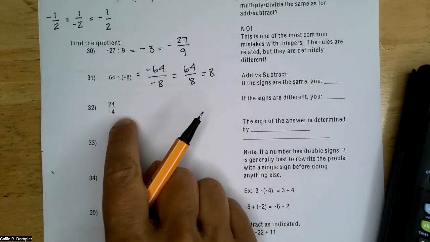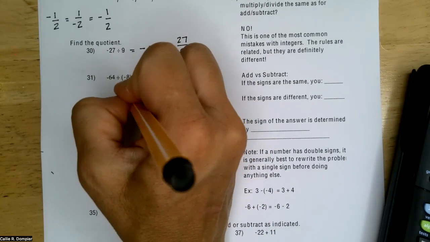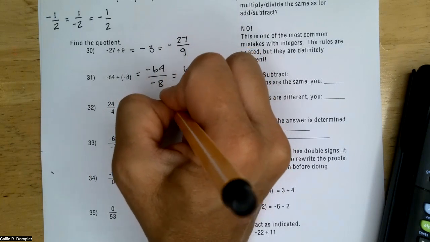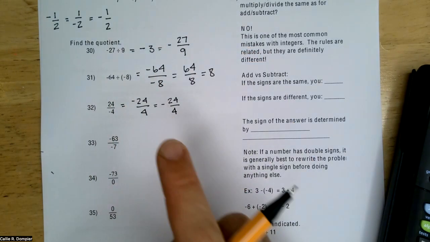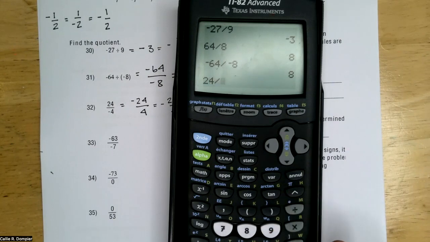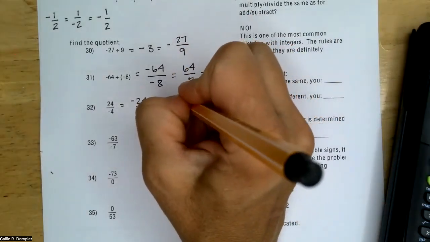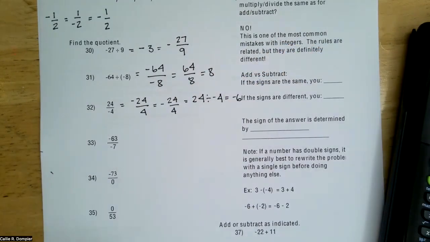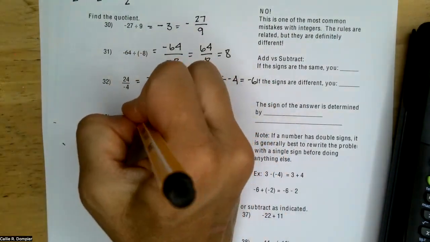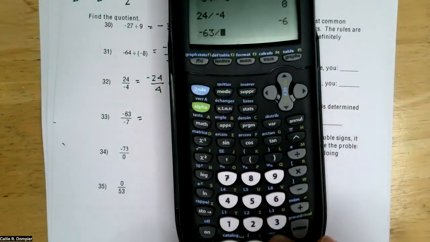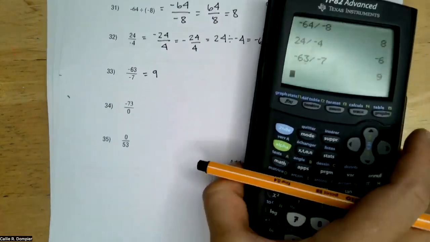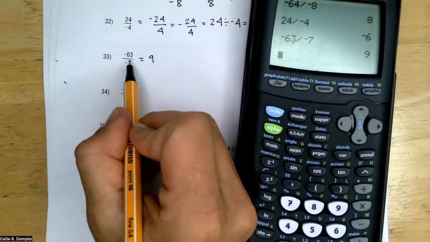Okay. 24 divided by negative 4 is also the same as negative 24 over 4, or 24 over negative 4, where the negative is out in the middle. Okay. 24 divided by negative 4 is negative 6. It's also 24 divided by negative 4, which is negative 6. Good. All right, negative 63 divided by negative 7. 9. Negative, sorry, negative divided by negative is a positive.